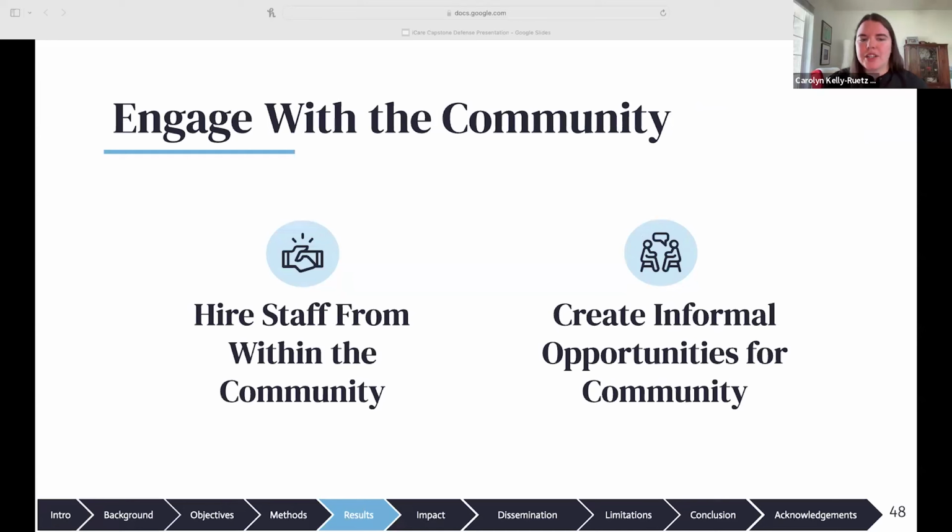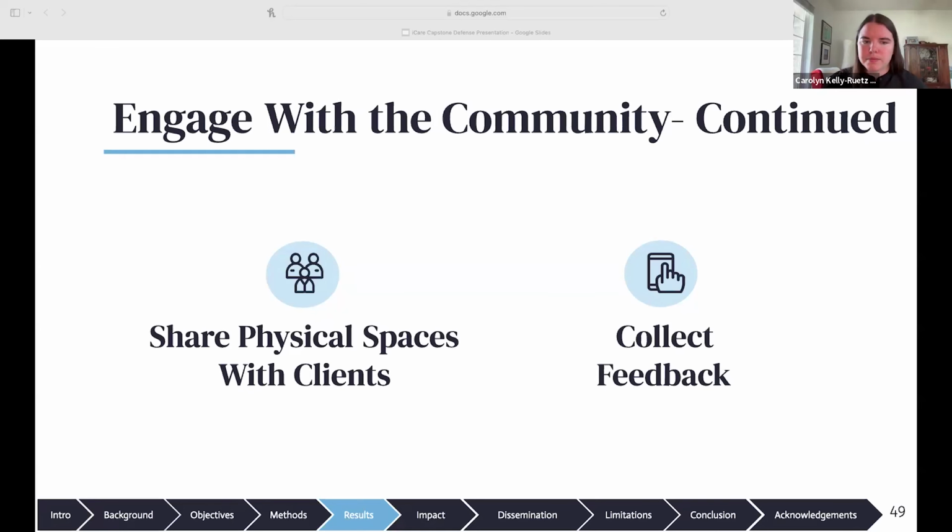The final recommendation was to engage with the community through hiring staff from within the community to empower residents and build trust. Additionally, providers are encouraged to create informal opportunities for community and as such view casual conversations with residents as an essential component of their role. Engagement can also take the form of providers sharing physical spaces with clients and collecting feedback from clients about if their current services are meeting needs.